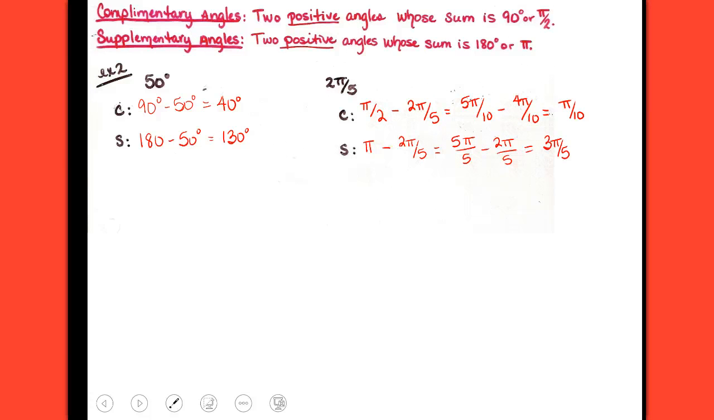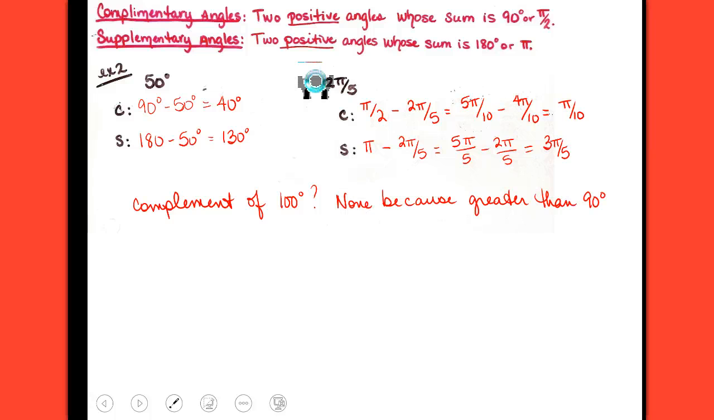Now, one thing they stress to me is that these have to be positive angles. Like, if I asked you to find the complement of 100, you can't find the complement of 100. It's already too big, right? It's already past 90 degrees. So there's not one because it's greater than 90. If I had used my handy-dandy little formula of 90 minus the angle that was given, I would have gotten a negative answer, and that would have been contradictory to the definition.